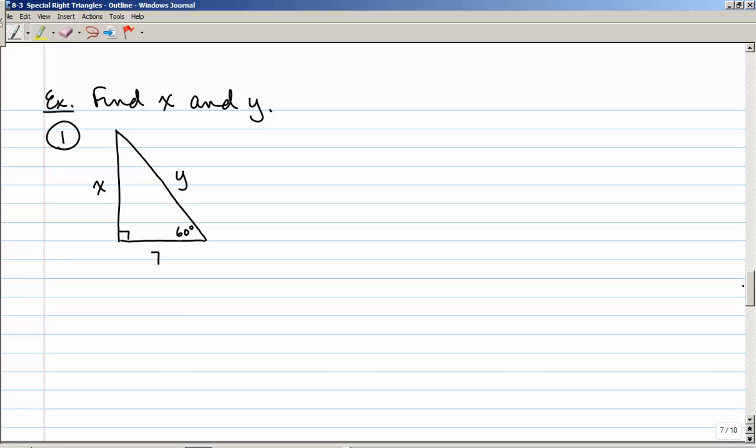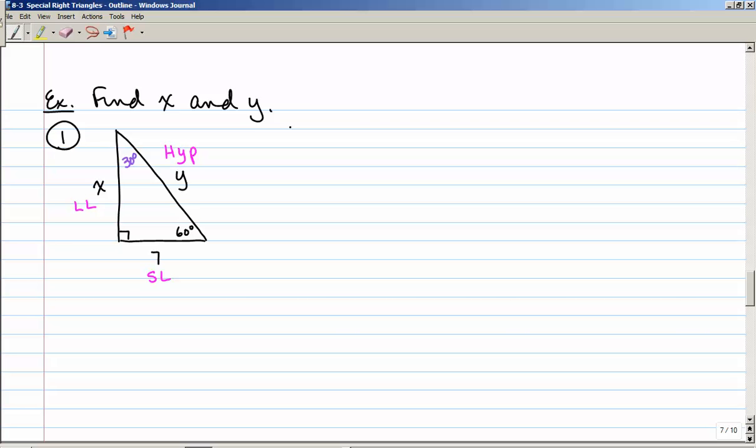So in this triangle, I have a 30, 60, 90, and I know that's the case because this is 60 and that's 90, so this one has to be 30. And this is my short leg because it's opposite the 30. This is my long leg, and this is my hypotenuse because it's opposite the 90-degree angle. So what I know is my short leg.